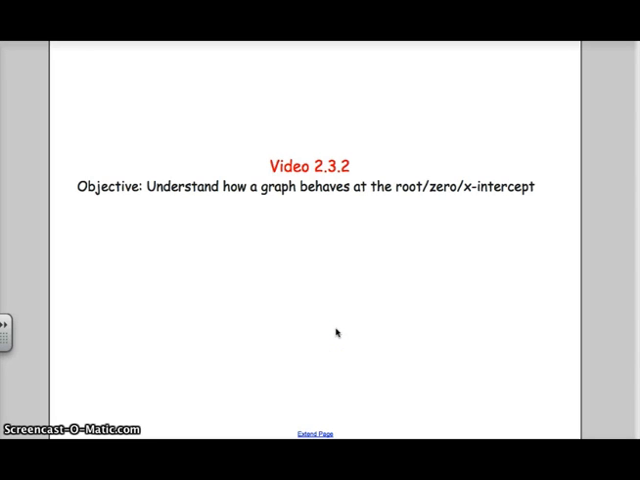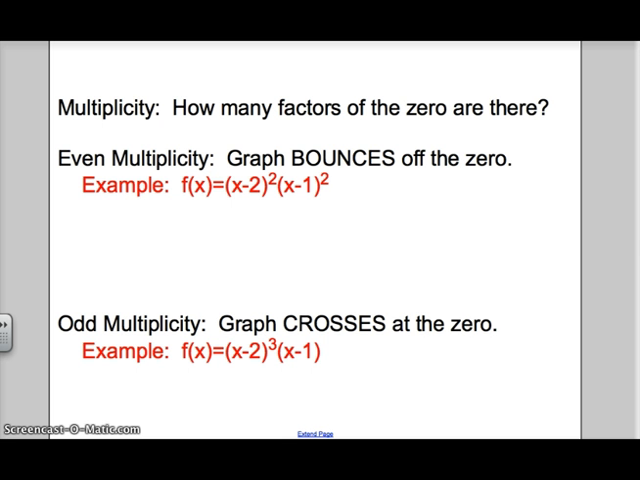This is video 232, and the objective here is to understand how a graph behaves at the roots, zeros, or intercepts. Our secondary objective after that is then to be able to graph them. So I think you have some great tools to graph these functions. We just want to make sure we understand what happens at each of the zeros.